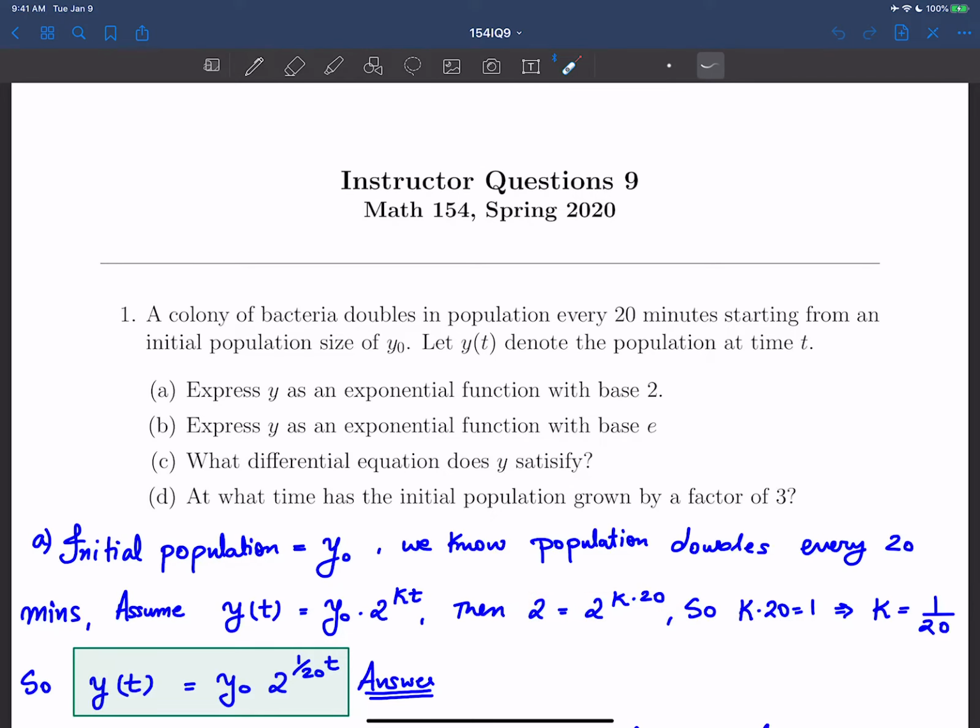In order to make sense of this, because this is 2 to the power of 1 and that's 2 to the power of k times 20, k times 20 needs to be 1, and knowing that, you can solve for k, and k happens to be 1 over 20. So when you know the k value, plug it back into the function, and your model for base 2 is going to be the initial population times 2 to the power of 1/20th times t. And that's the model for the base 2.